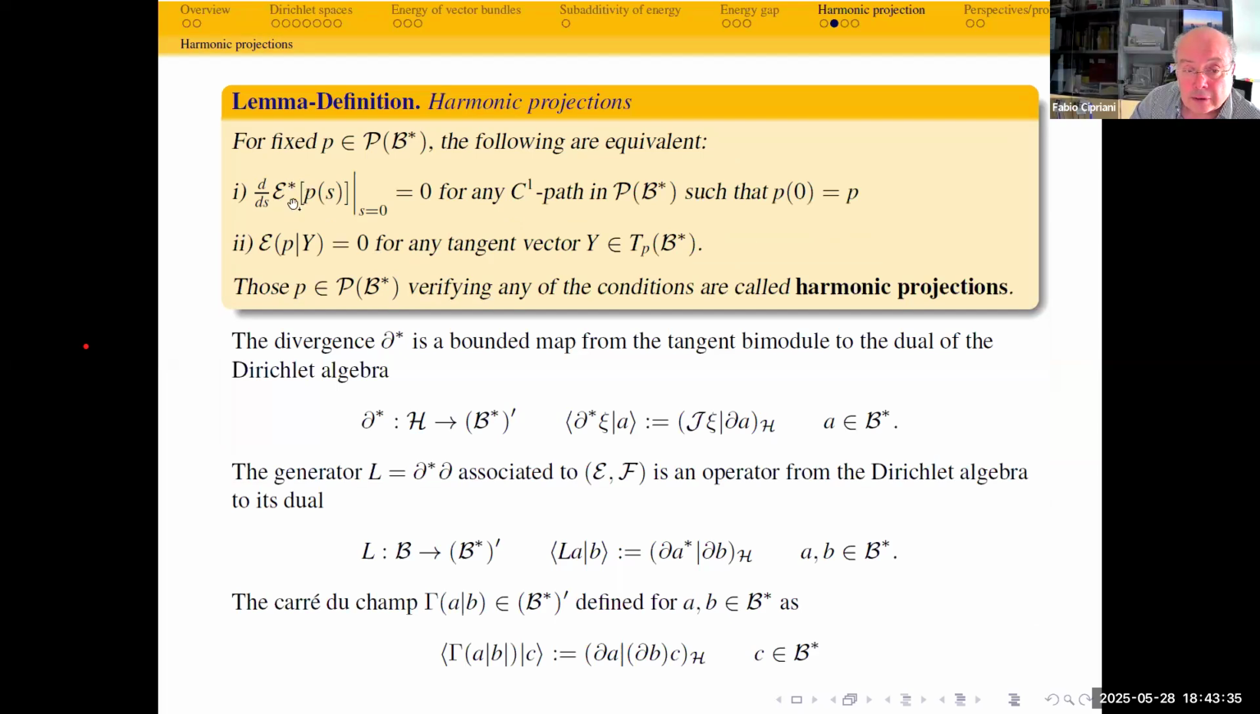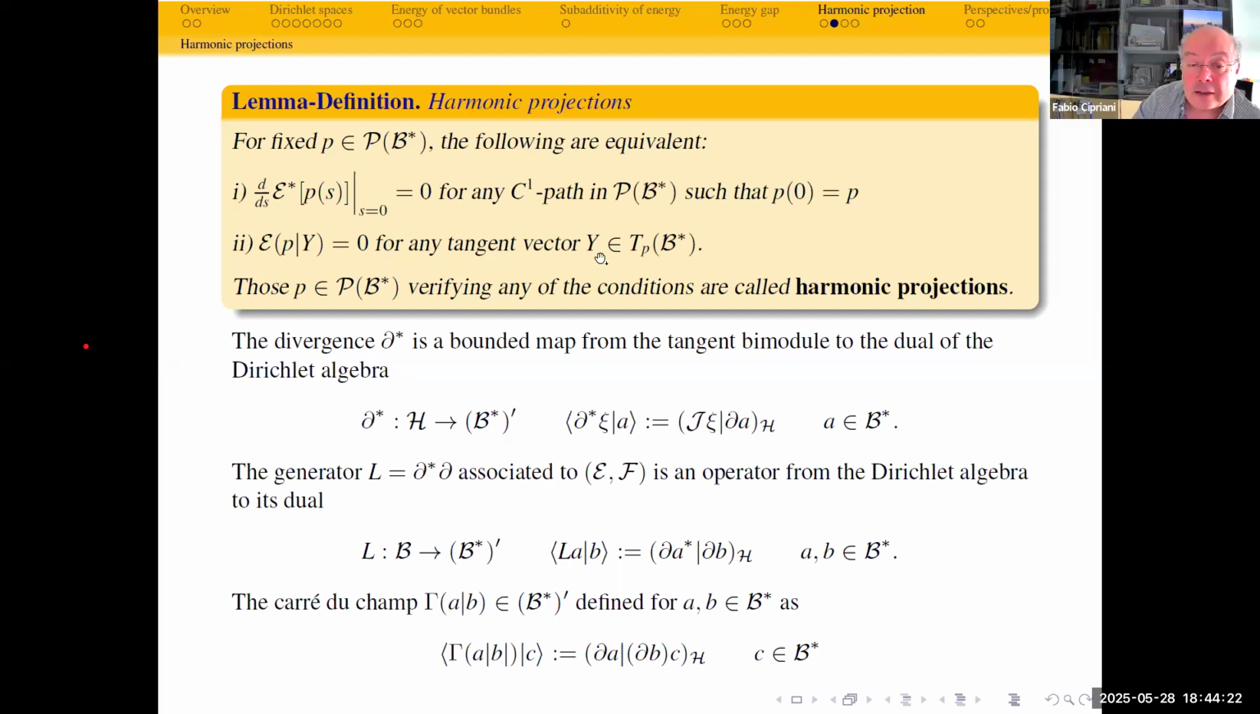If we compute the energy of this family of projections P_s for a C1 path starting at P, the derivative at s = 0 is equal to 0 if and only if the sesquilinear form corresponding to the stabilized Dirichlet form E star, evaluated between P and Y, is equal to 0 for any tangent vector Y.